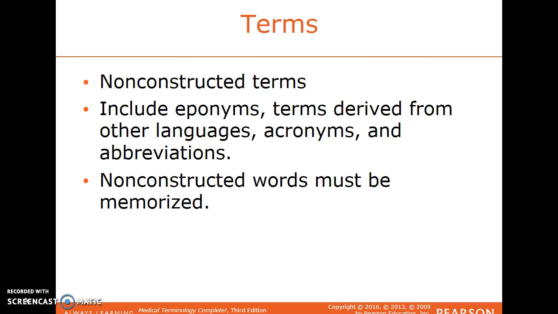Other forms of non-constructed terms include acronyms, which are words derived from the first letters of words in a compound term, such as LASIK, which stands for laser-assisted in situ keratomileusis. My pronunciation isn't that great either sometimes. There are also words derived from languages other than Greek or Latin, such as jaundice, which is derived from the French word for yellow. So to learn non-constructed terms, you have to commit them to memory.